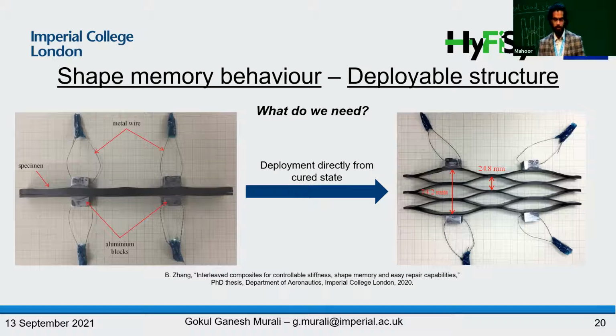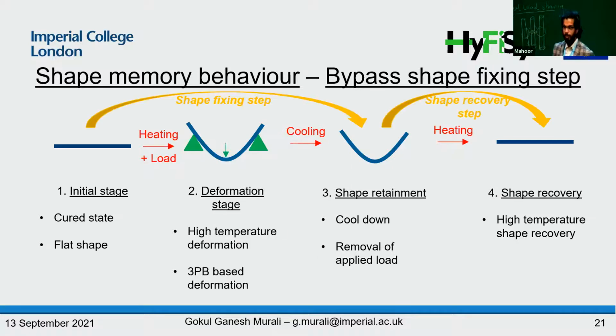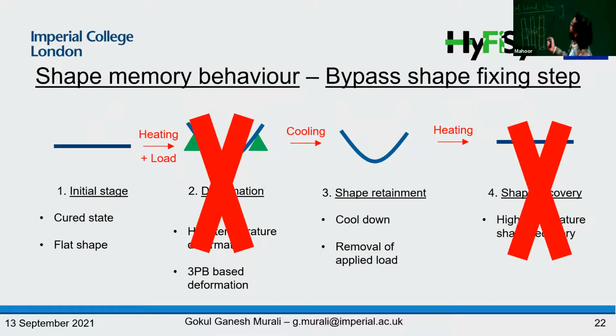Doing this is quite simple. We have the four stages of shape memory study involving two steps: a shape fixing step and a shape recovery step. What we need is to eliminate these two steps.